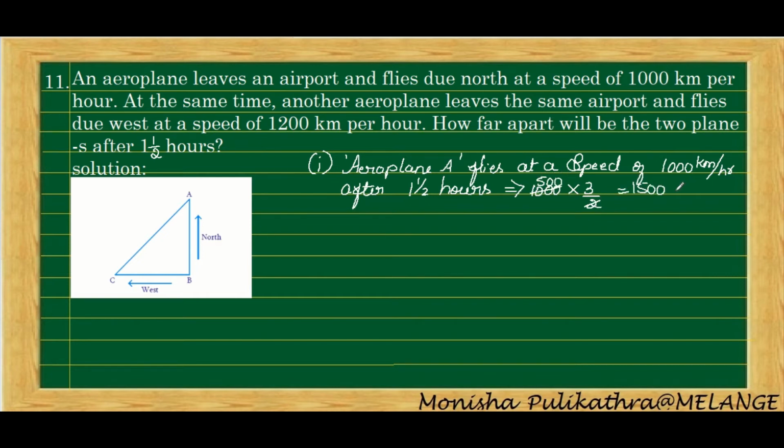So the distance is 1500 kilometers for the first aeroplane, aeroplane A, which flew north. Okay, next, the second one.